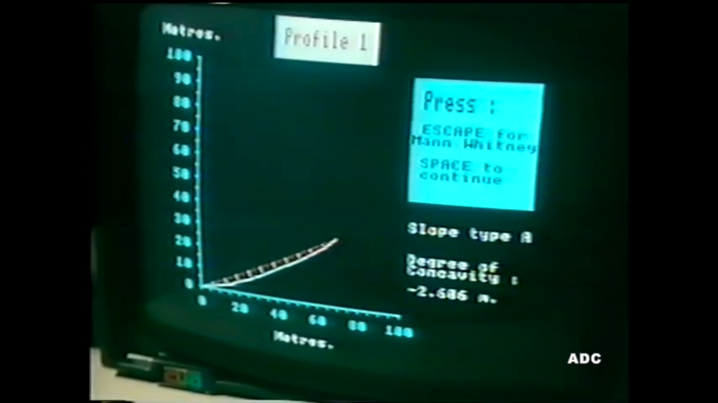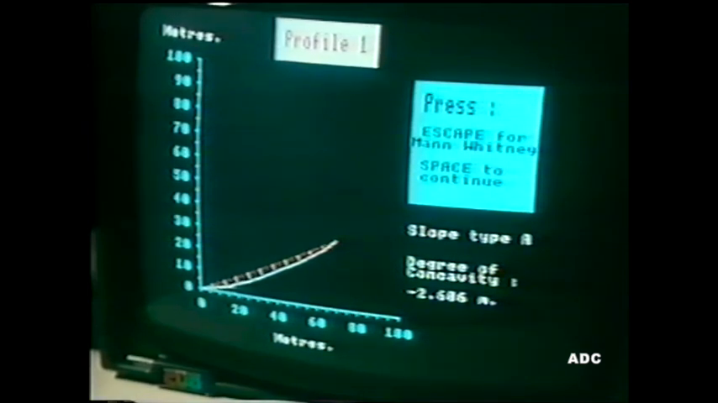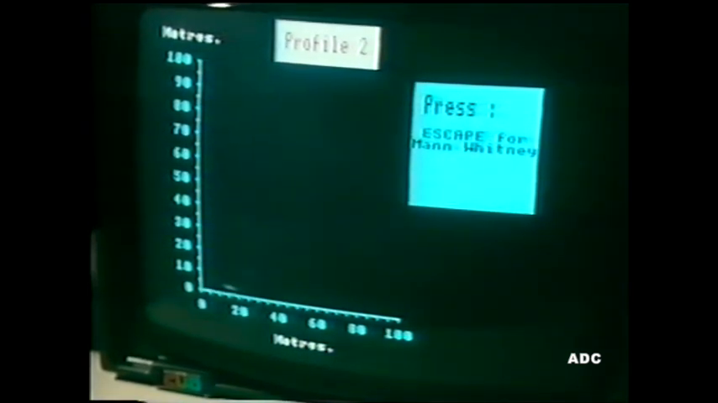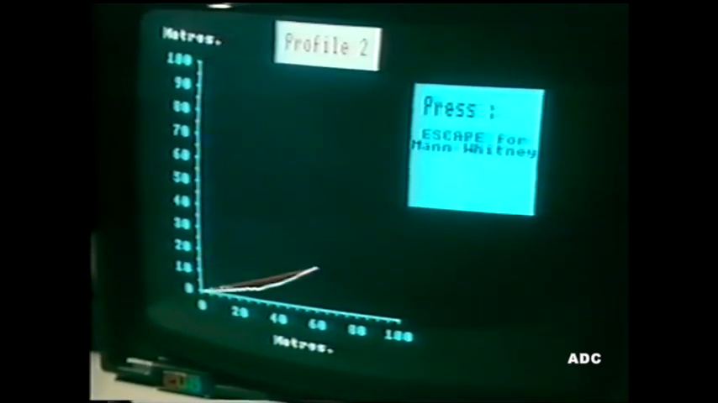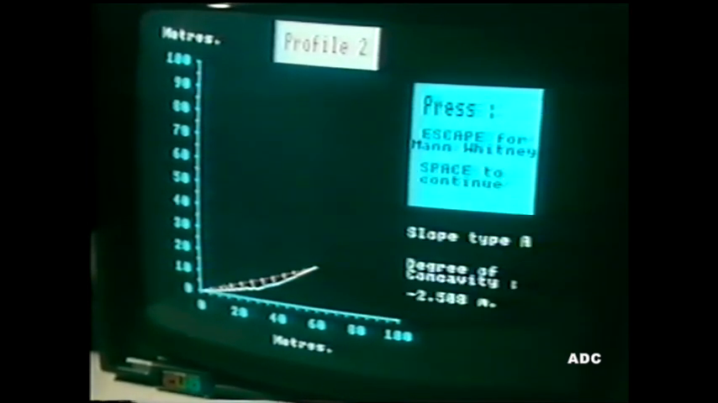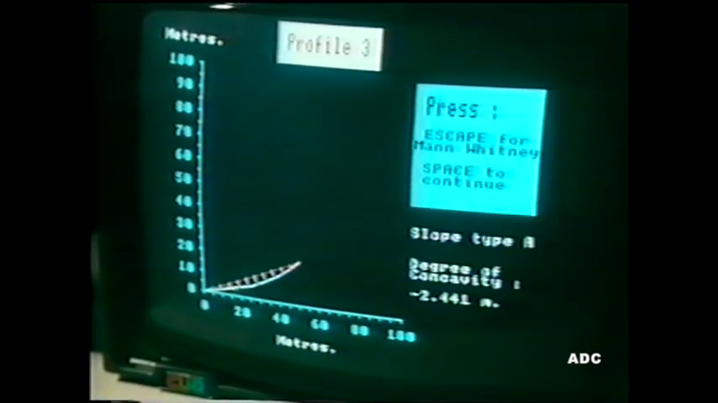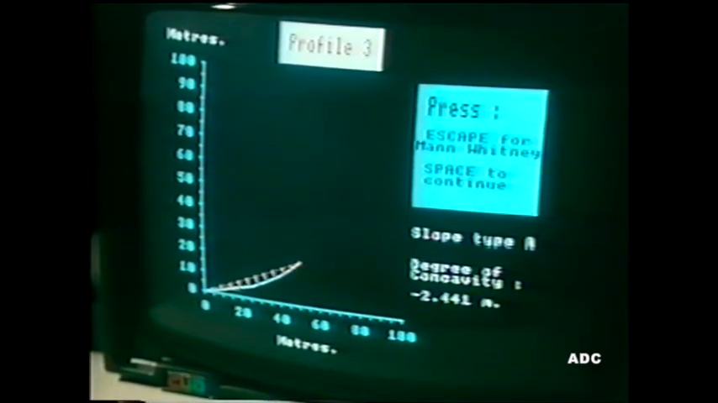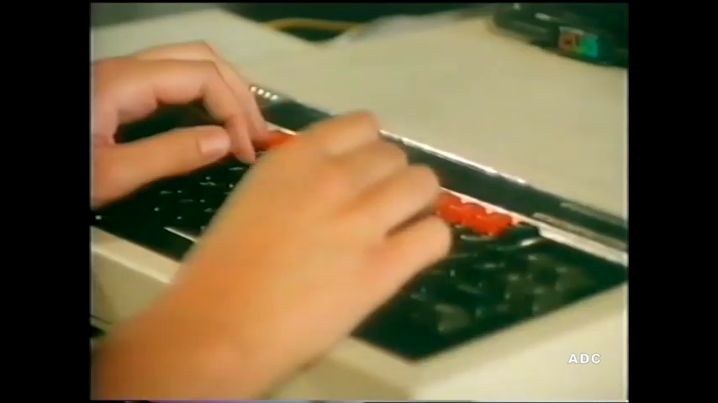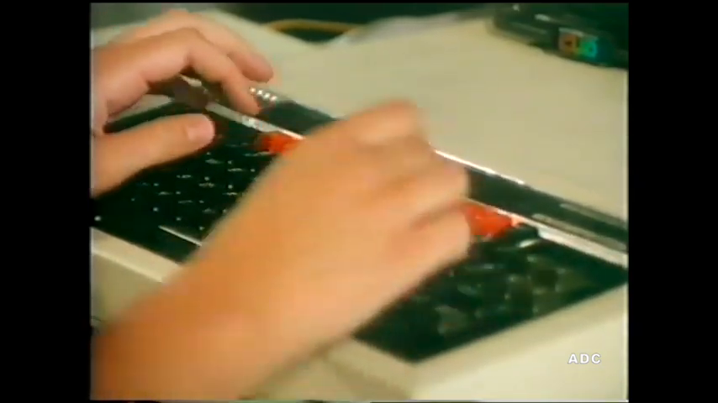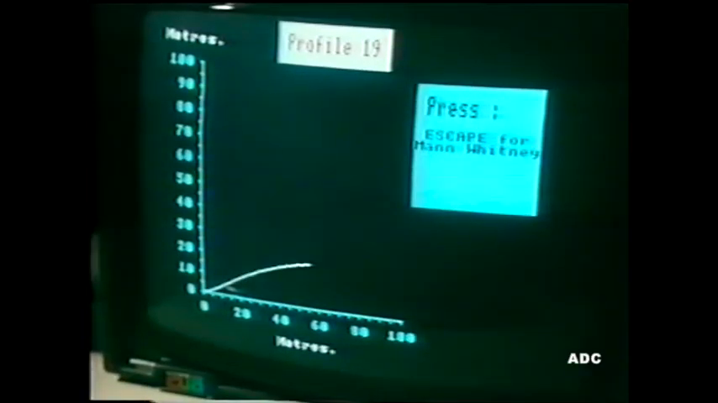These are slopes with no stream at their base. The profiles are obviously concave. A measure of the degree of concavity, this is the extent to which the profile deviates from the straight line, is also given. This figure can be compared with the same measure for slopes with streams at their base.